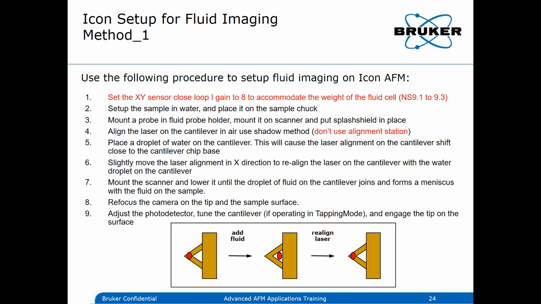In addition, again, wait at least 5 minutes to see if there's some drift in the cantilever or in the laser movement in the photodiode, usually due to temperature effects.